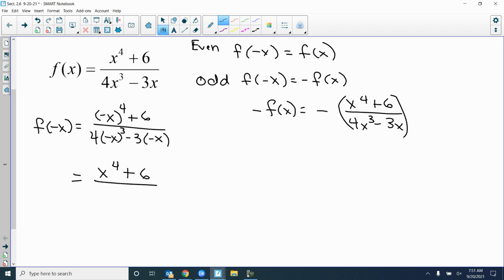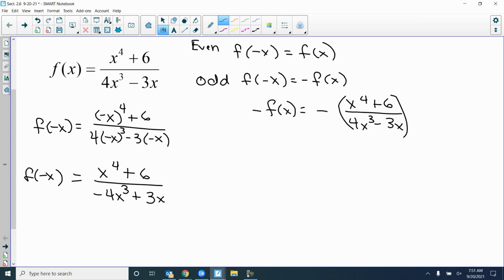plus 6. All right, what happens here? This whole thing becomes negative, and then this becomes positive 3x. So there's f of negative x. Well, I'm going to make the claim that this is odd. That's going to be equivalent to the opposite of f of x. How do we get there? How do we justify that?